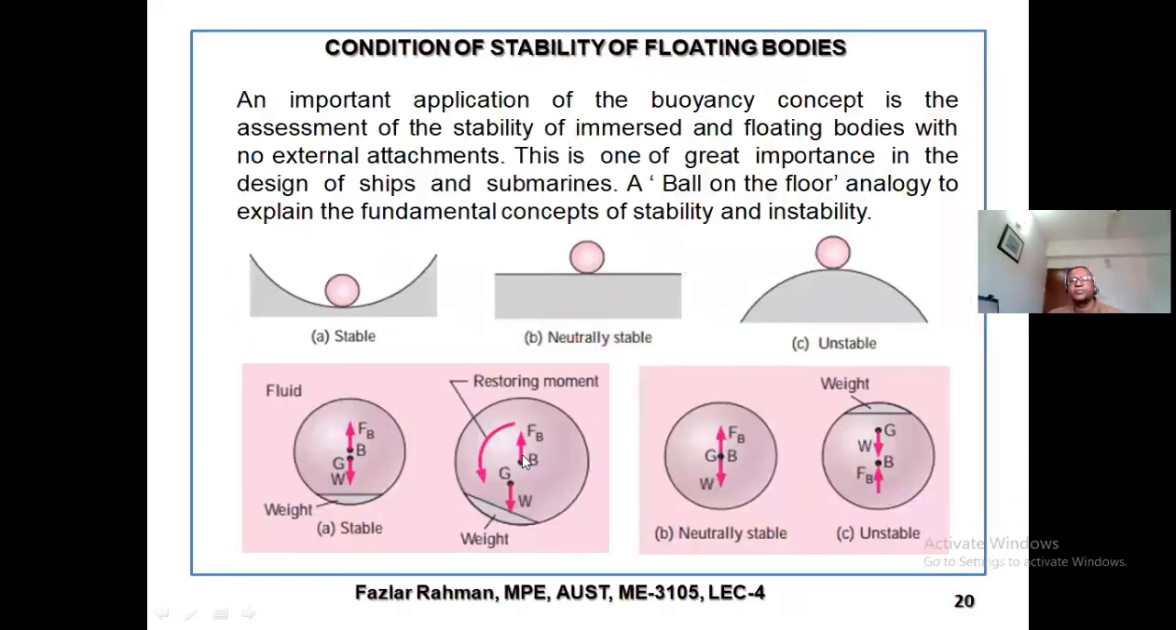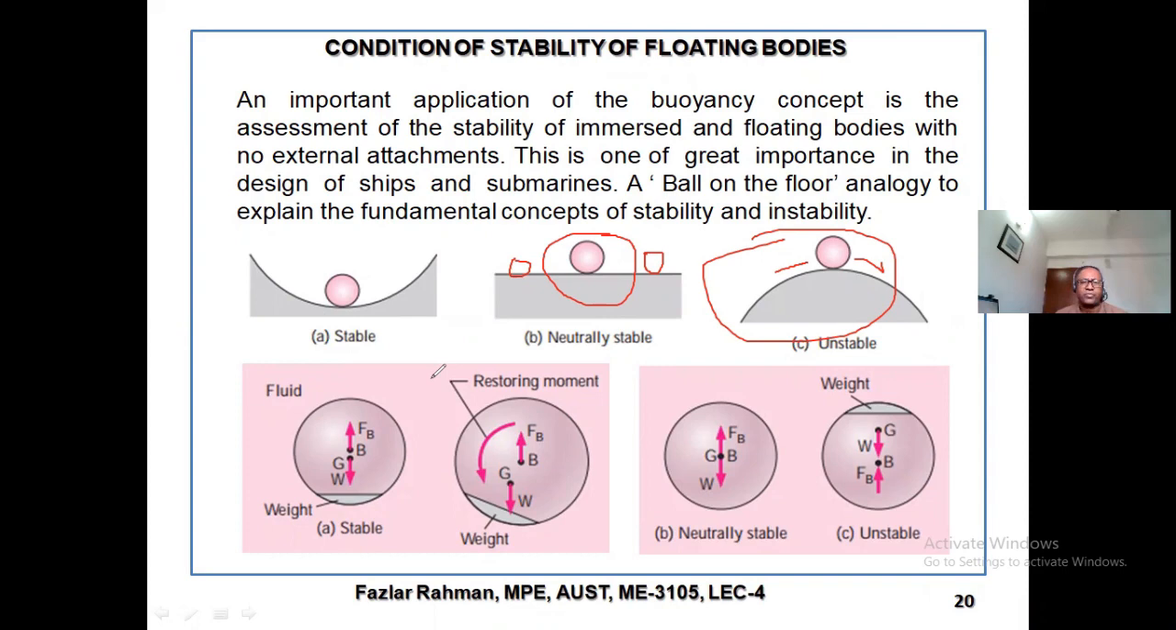Now, how do we consider a body stable or unstable? If you look at the body on the right side, this is unstable, because if you move the ball a little bit, it will fall down. You keep moving this way, it will fall down. And this one is neutrally stable. You move a little bit, it will stay here. You move to the left, still here. And this one is the stable condition, because you move the ball, it will come back to the previous position.